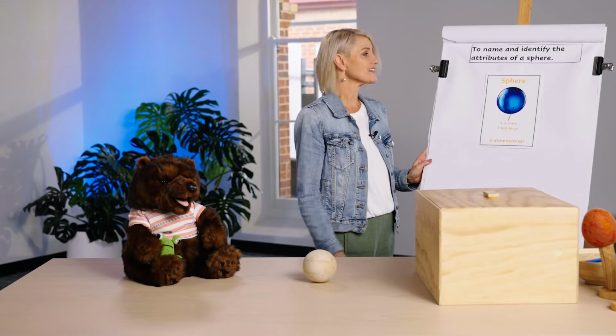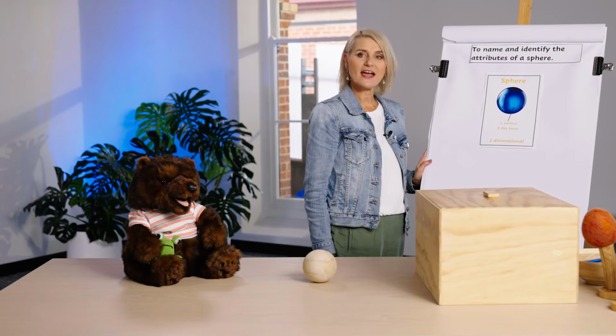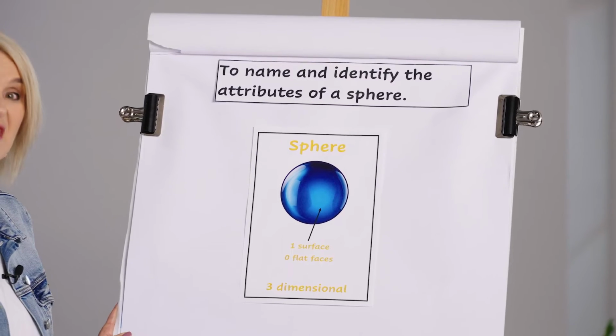You might have joined us in our last lesson where we explored things that rolled and didn't roll. I wonder, did you have a chance to do some testing and exploring yourself of objects at home? Did you record them and work out the different features of different objects, whether they had a flat face or if they had a curved surface? How did you go? The learning intention for today's lesson is to name and identify the attributes of a sphere.